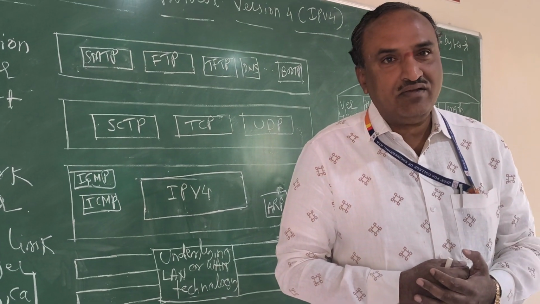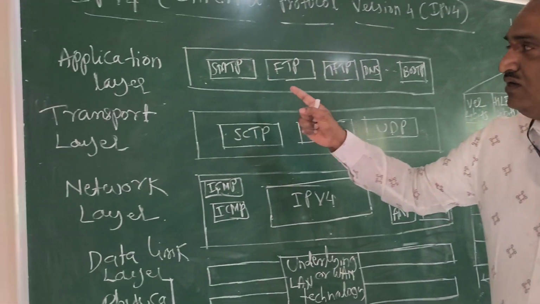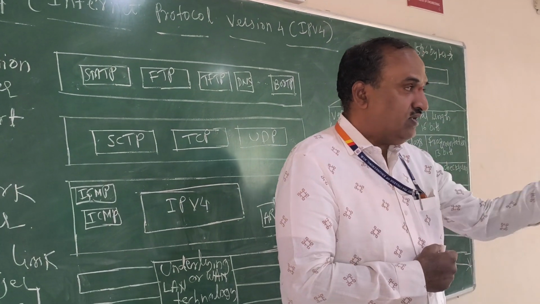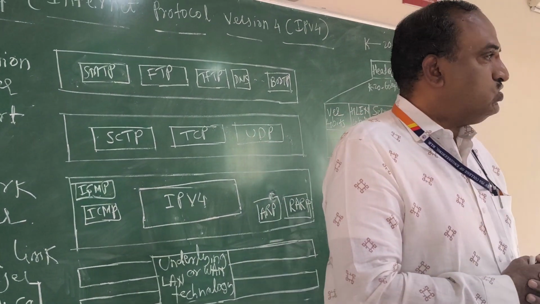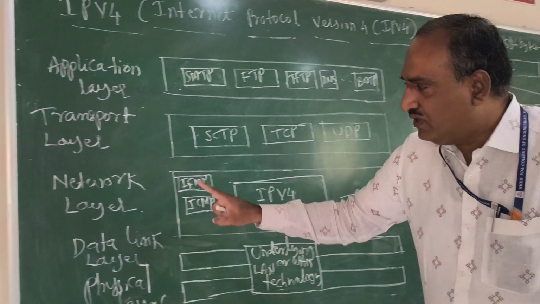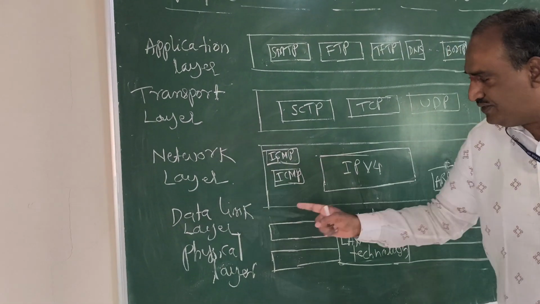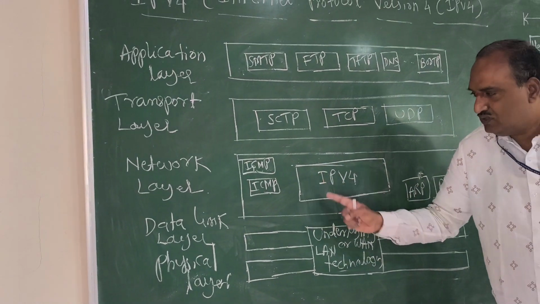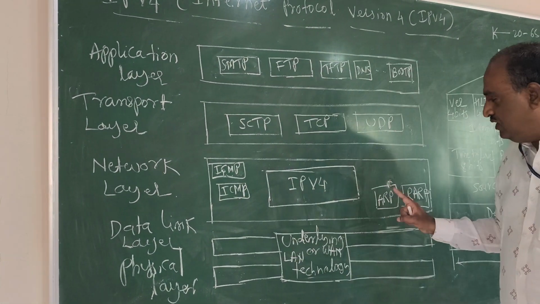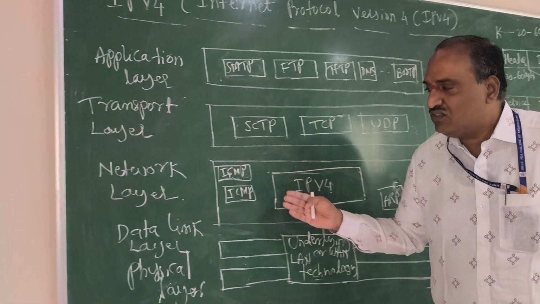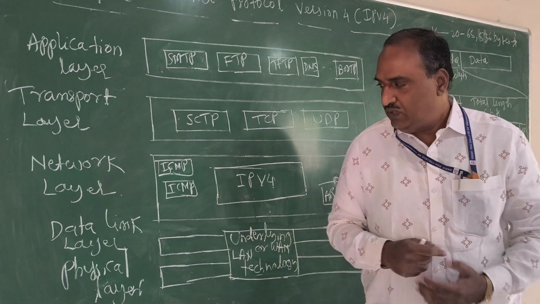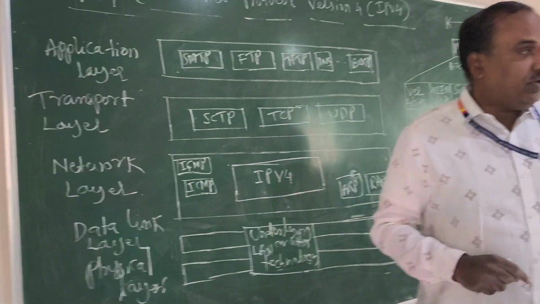On the internet, here you see how IP will take care of the transfer of information. The network layer contains so many protocols: IPv4 is there, IGMP is there, ICMP is there, ARP is there. These are all the protocols in the network layer. Therefore, IP is so important.